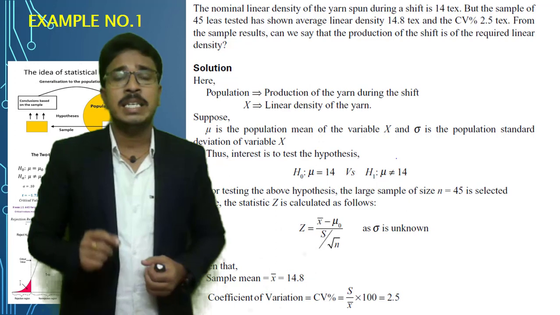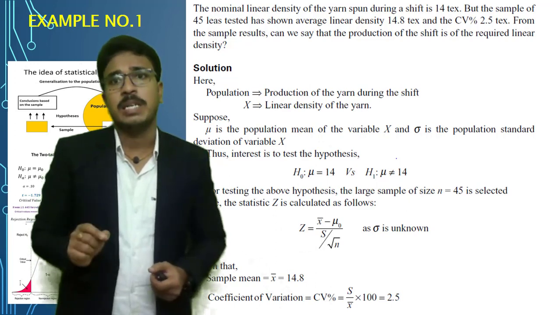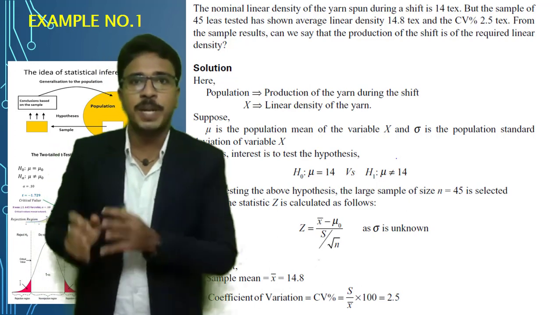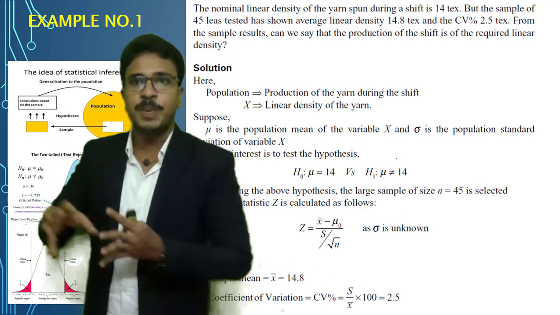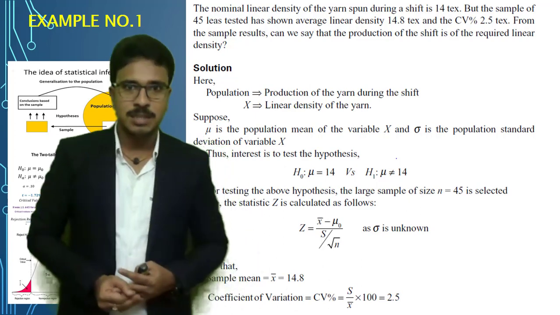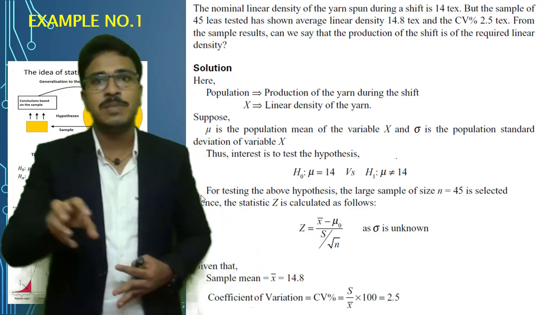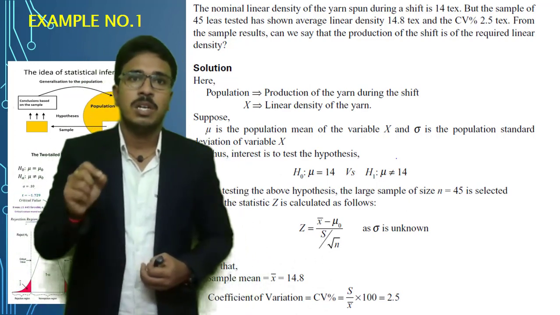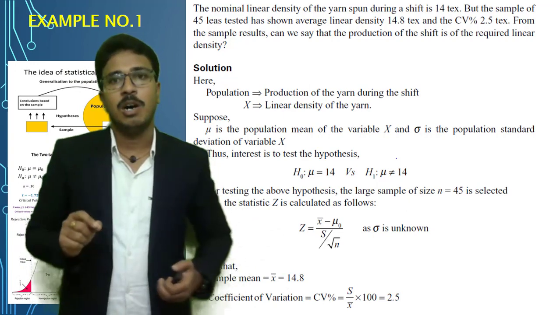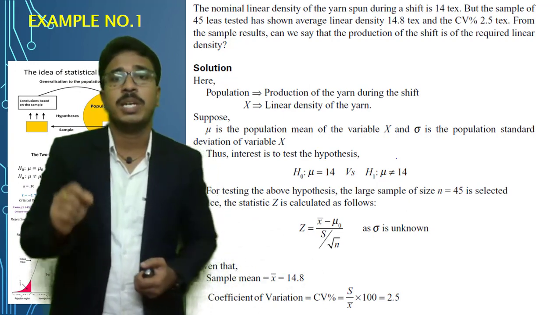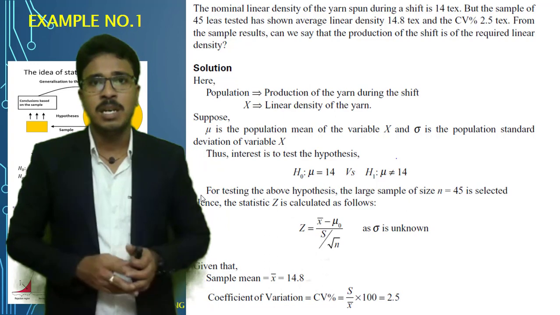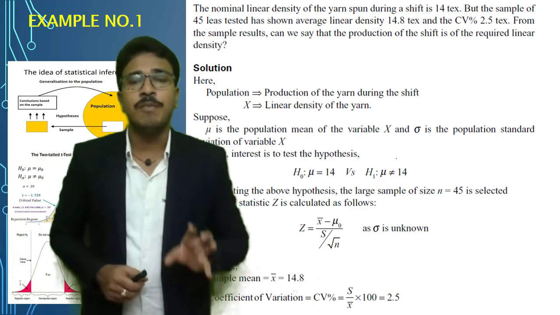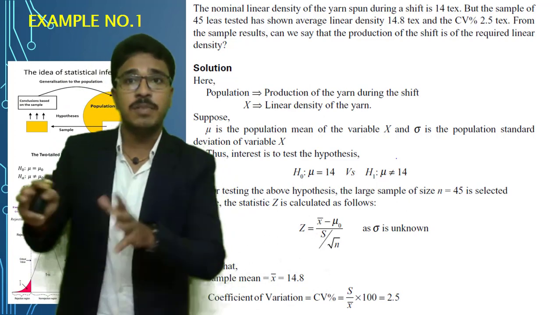The nominal linear density of yarn spun during a shift is 14 tex. So this problem is related to spinning. From spinning, we are taking some practical information, and with this we are doing our significance test. So the nominal linear density of the yarn spun during a shift is 14 tex. That means in a shift they are producing a yarn which is of 14 tex.